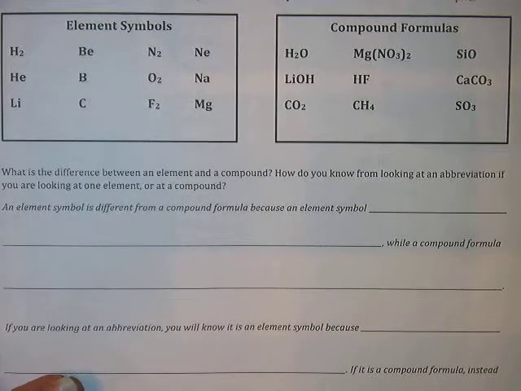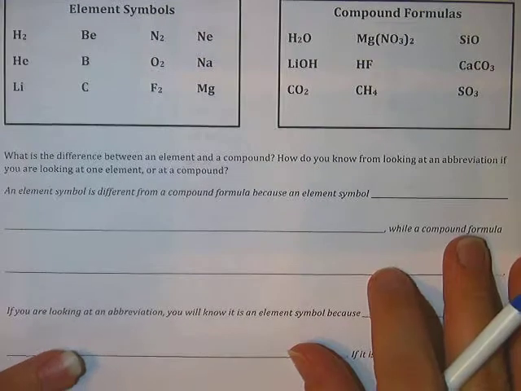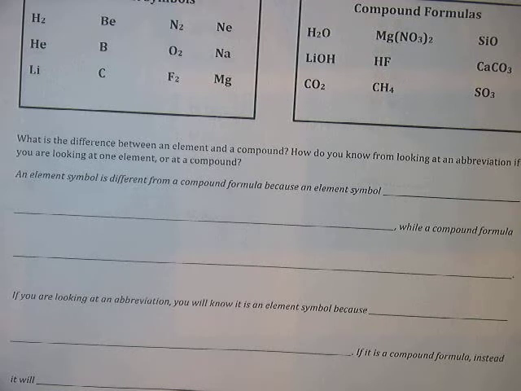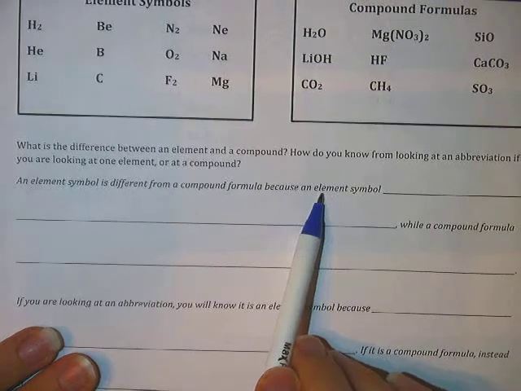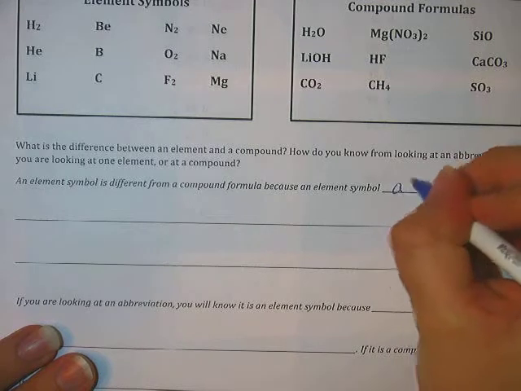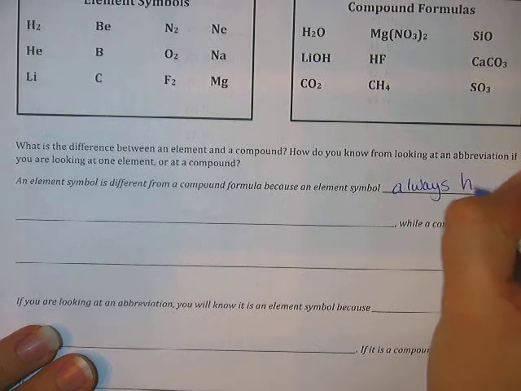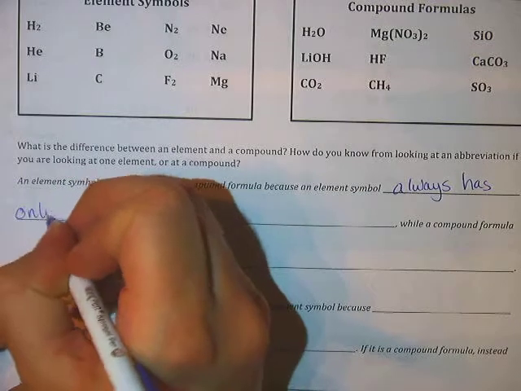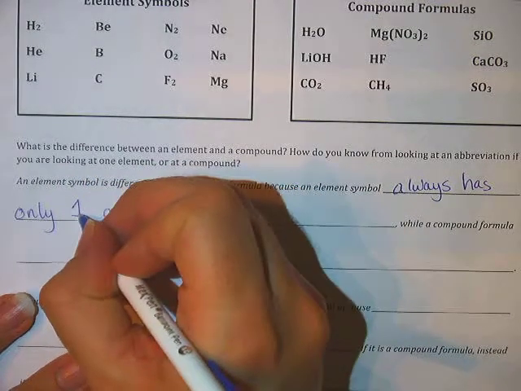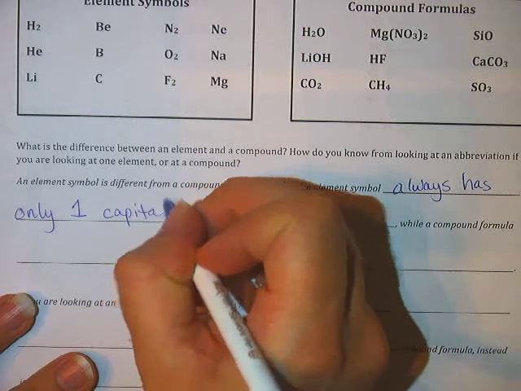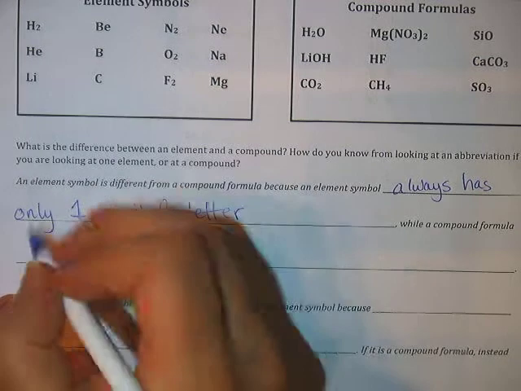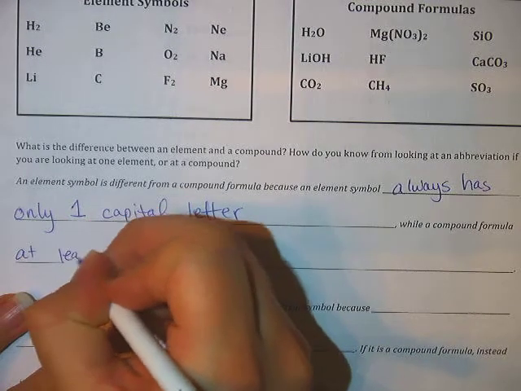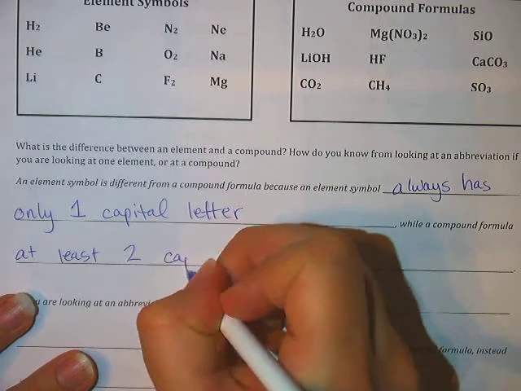Okay, when you've unpaused the video and hear me talking again, let's talk about the kinds of answers I was looking for. Now, obviously, word for word, yours might be a little bit different, but in general, what I was hoping you would notice is that an element symbol is different from a compound formula because an element symbol always has only one capital letter, while a compound formula has at least 2 capital letters.